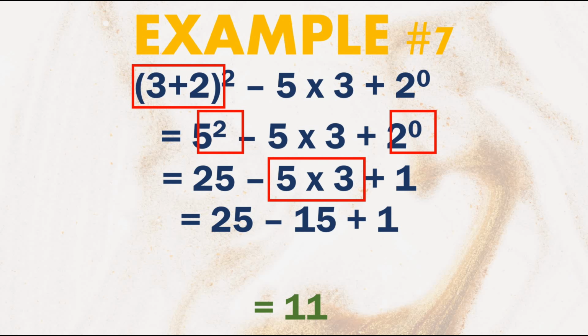Okay, and then we are left with subtraction and addition, and you may just go from left to right. So 25 minus 15 is 10 plus 1, 11. That's why 11 is the correct answer.